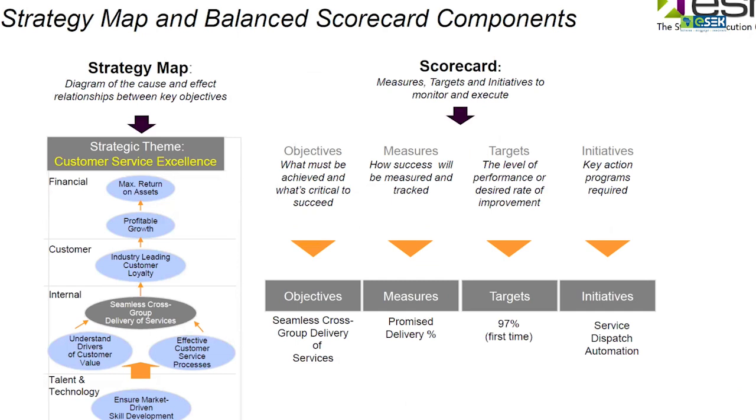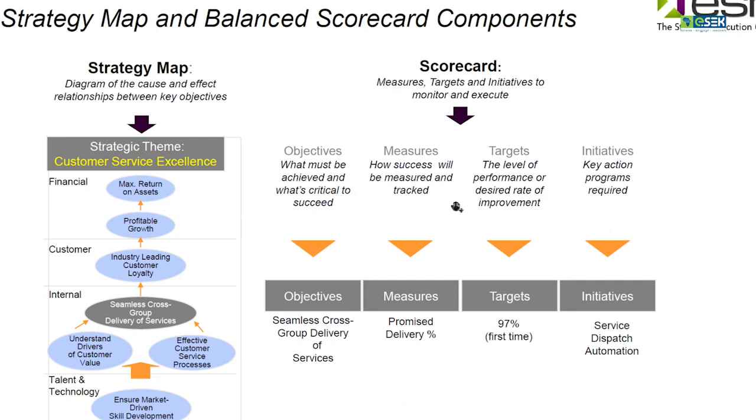So Dennis and I have thrown out a lot of concepts through the podcast today. And we just want to be very clear. Visual strategy map, that communicates, right, what the organization is trying to achieve over a 3 to 5 year basis. So I've taken this simple visual strategy map here, and I'll take an example from my internal process perspective. Seamless cross-group delivery of services, right? That's an objective. It's an action-oriented statement about what we are trying to achieve, what's critical for success.